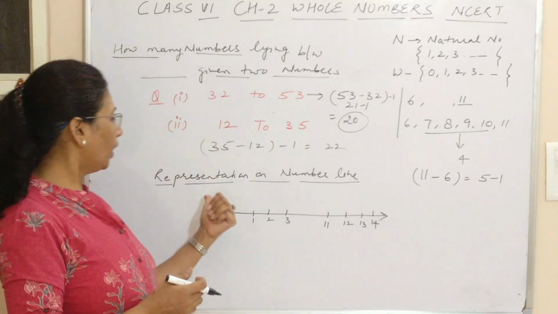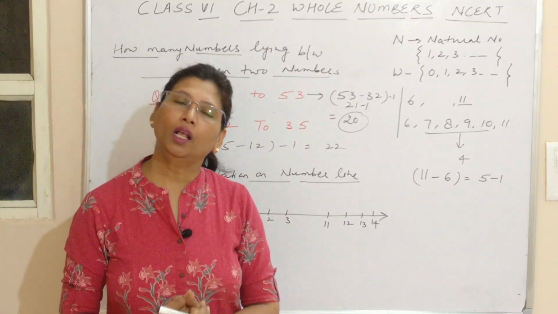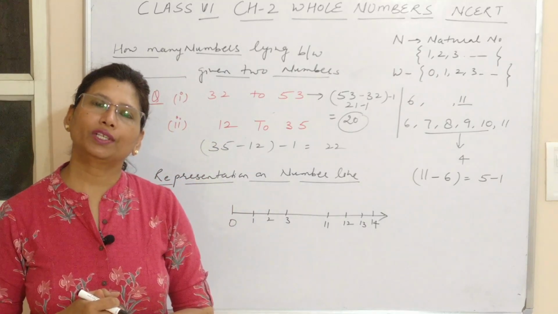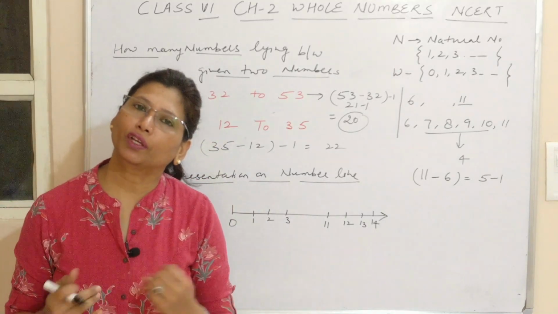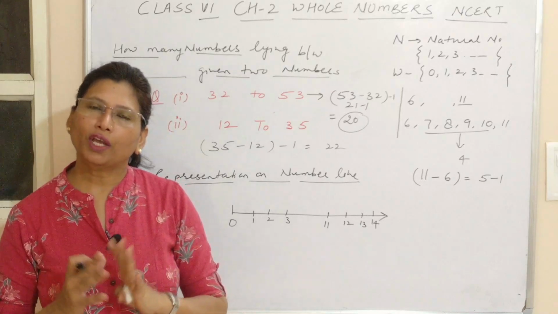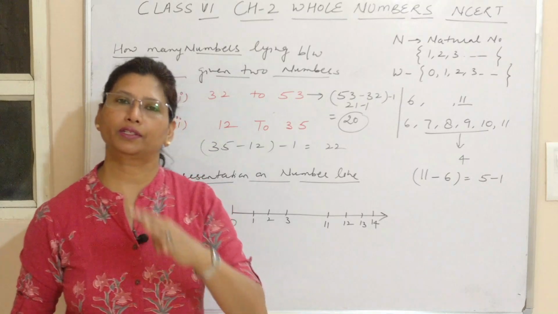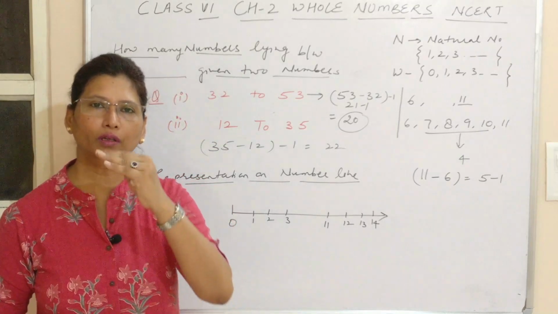Now I have representation on the number line. We have a question in NCERT which says which number lies on the right side of the given number. So there we have to find which number lies on the right and which lies on the left. That decides the positioning of these numbers on the number line.